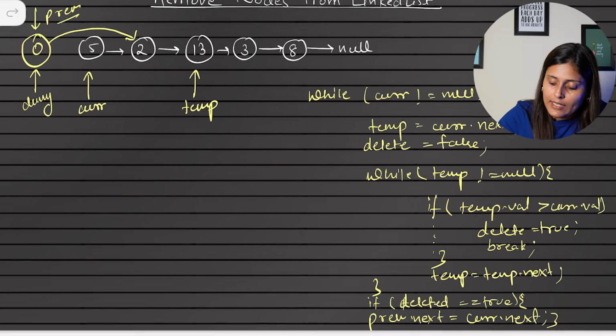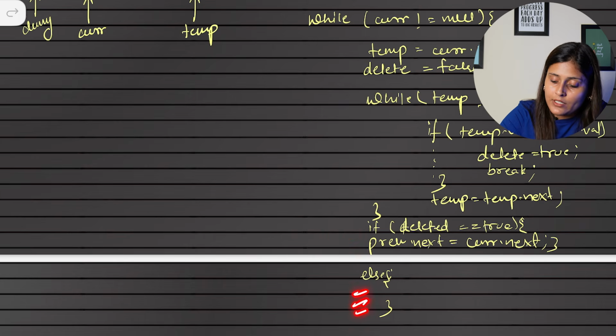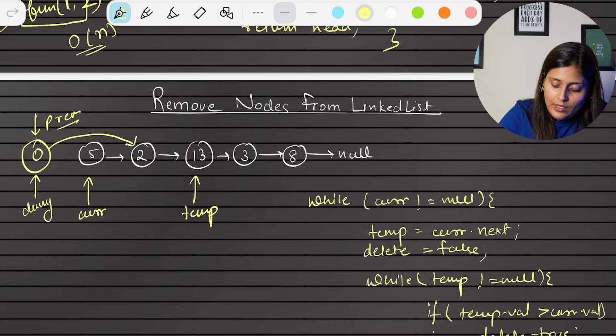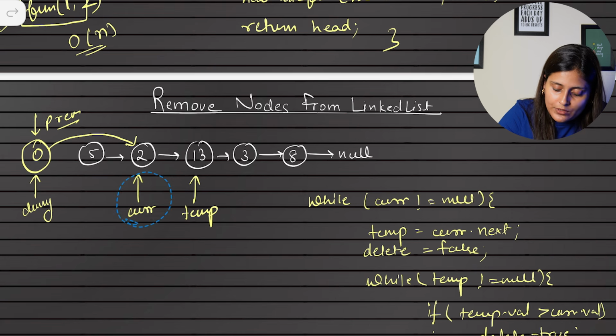So either this if case will run or else case will run. We will come at this line and we'll say, hey current, please move yourself, means current is equal to current dot next. Done. Okay. Now current will move ahead to this.